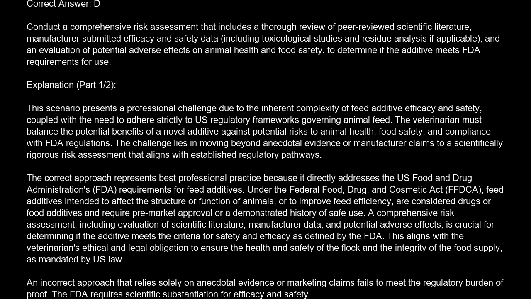The correct approach represents best professional practice because it directly addresses the U.S. Food and Drug Administration's FDA requirements for feed additives. Under the Federal Food, Drug, and Cosmetic Act, FFDCA, feed additives intended to affect the structure or function of animals or to improve feed efficiency are considered drugs or food additives and require pre-market approval or a demonstrated history of safe use. Comprehensive risk assessment, including evaluation of scientific literature, manufacturer data, and potential adverse effects, is crucial for determining if the additive meets the criteria for safety and efficacy as defined by the FDA.